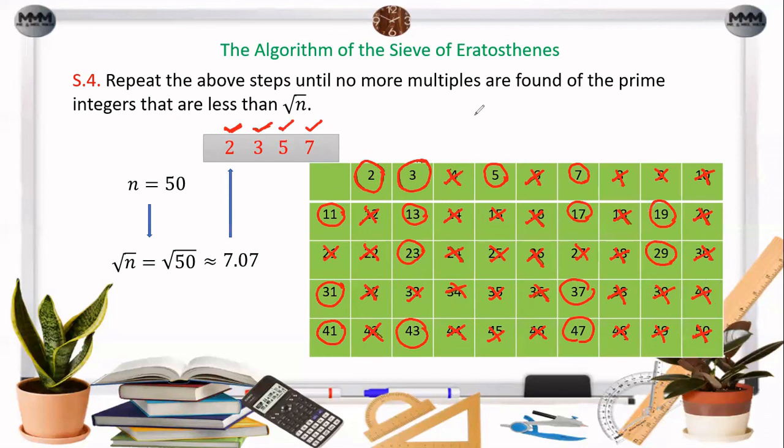Notice here, how many prime numbers are there? We have 2, 4, 6, 8, 10, 12, 14, 15 prime numbers between 2 and 50. So that's all about finding prime numbers using the algorithm of the Sieve of Eratosthenes.